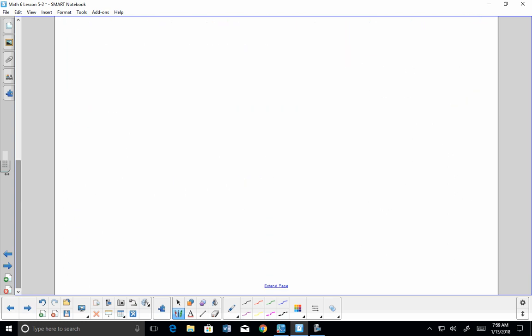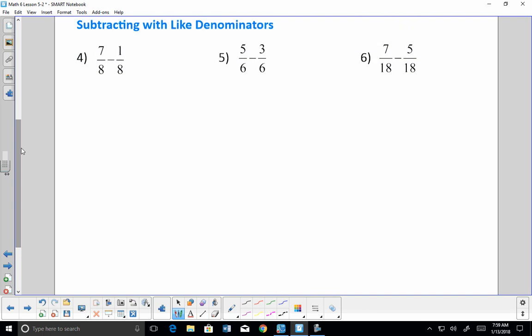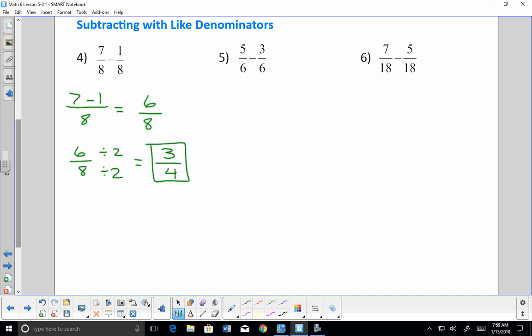If I am going to subtract with like denominators, 7/8 minus 1/8. 7 minus 1 all over 8. 7 minus 1 is 6 over 8. 6/8 reduces. Greatest common factor of 6 and 8 is 2. So if I take out the 2, 6 divided by 2 is 3. 8 divided by 2 is 4. So I have 3/4.